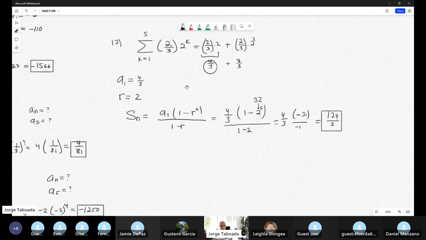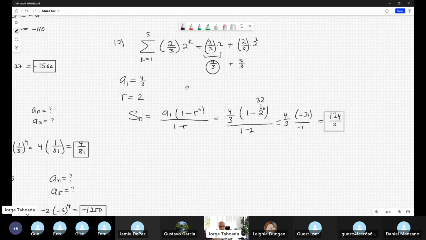So question 12 is easy because it's not giving explicitly who is A1 and R. You need to derive them for the formula. But it's easy. You expand. This is A1 and this is A2. And A2 divided by A1 is R. In the formula, we need two pieces of information. We need A1 and we need R. Here and here.